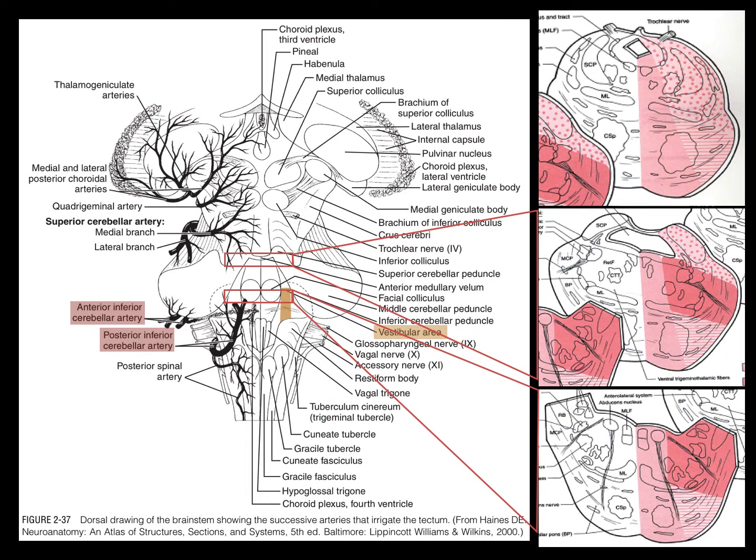And once again, just to try to piece together what's happening here as far as the arteries and their association, you can see the AICA wrapping around into that primary vestibular space.